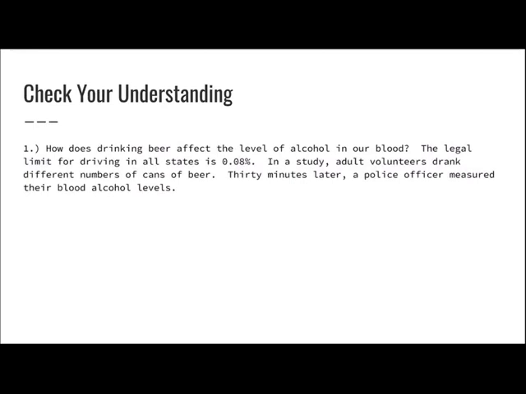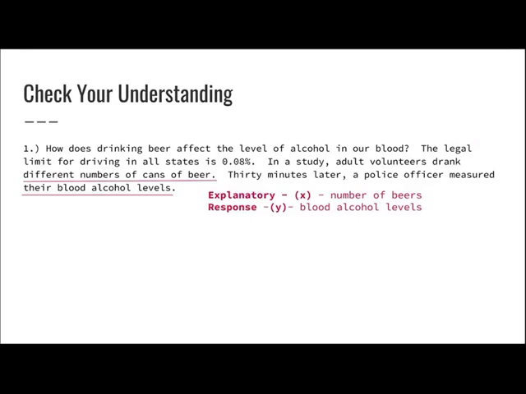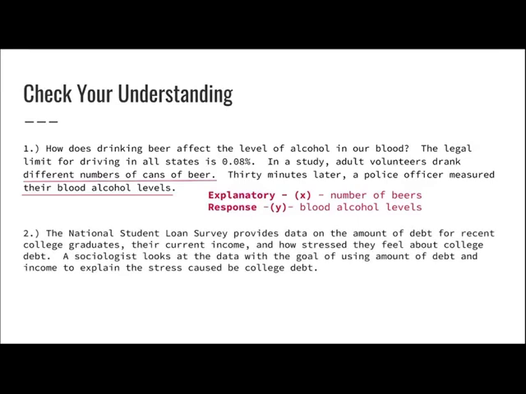Let's look at a check your understanding. 1. How does drinking beer affect the level of alcohol in our blood? The legal limit for driving in all states is 0.08. In a study, adult volunteers drank different numbers of cans of beer. 30 minutes later, a police officer measured their blood alcohol levels. So we want to look and see what our two different variables are. We have different numbers of cans of beer and blood alcohol levels. So our explanatory is the number of beers, and our response is our blood alcohol levels, because the blood alcohol level depends on the explanatory, or the number of beers.